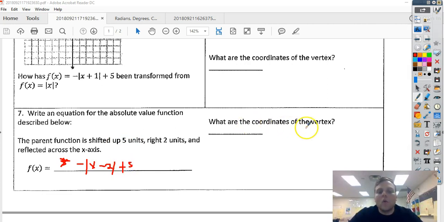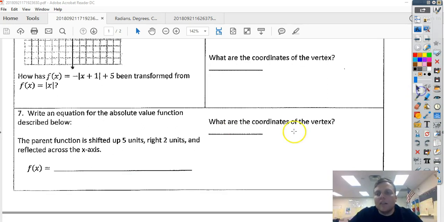So then ask, what are the coordinates of the vertex now? Well, first, does the reflection actually move the graph left to right or up or down? No, it just makes the graph go from looking like this to looking like this. It doesn't actually move the vertex, okay? But shifting it right 2 and up 5 does move the vertex. So from 0, 0 to now 2, 5.